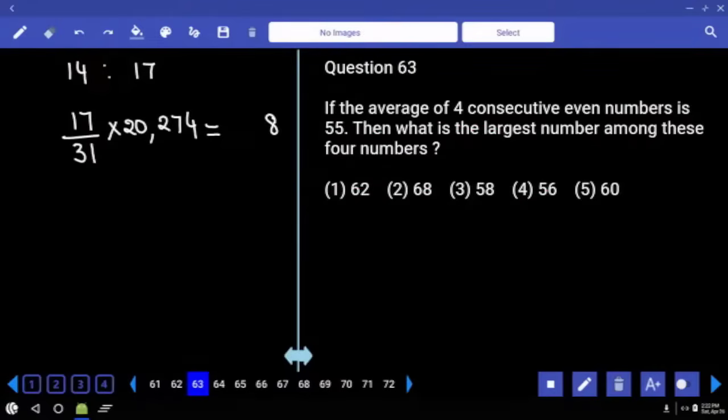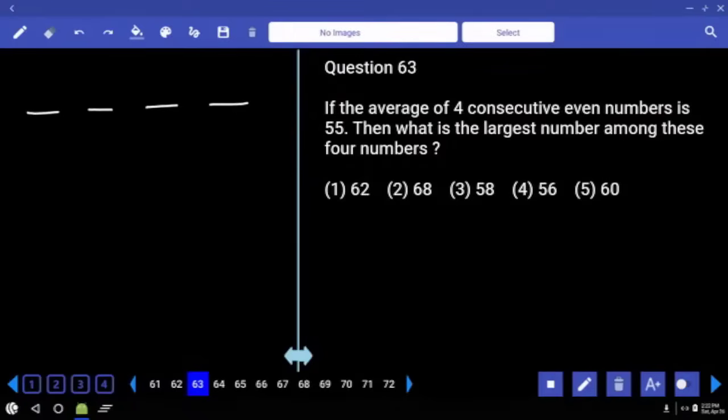The average of 4 consecutive even numbers is 55. How many even numbers are there? Average will be the middle number, right? So here the average is equal to 55. And the question is, what is the largest number among these 4 numbers? How do you get the immediate number after 55? And the next even number?